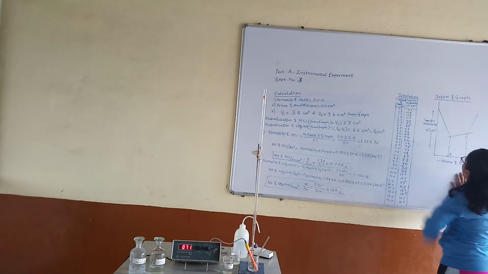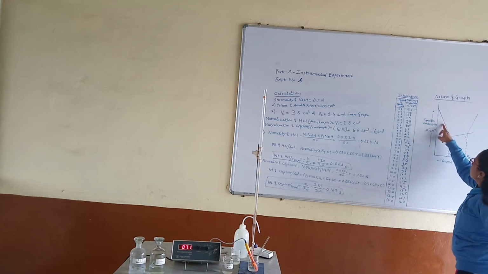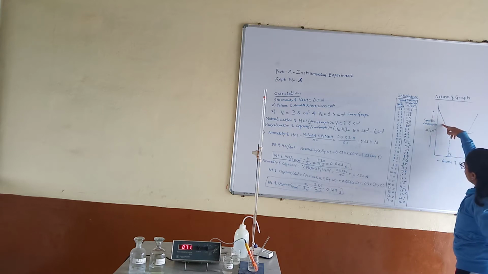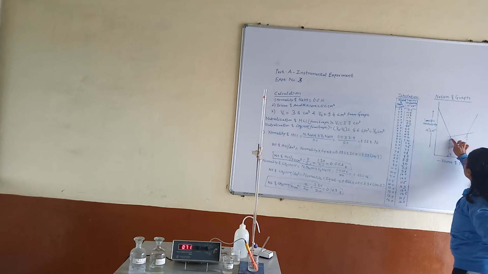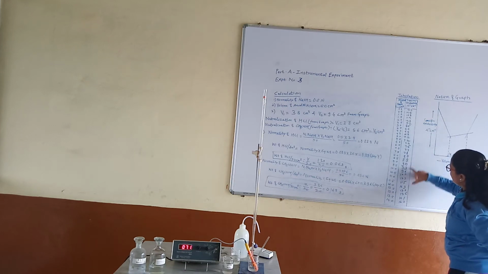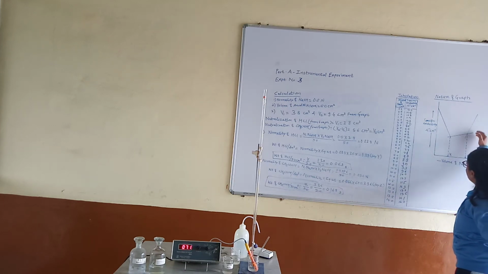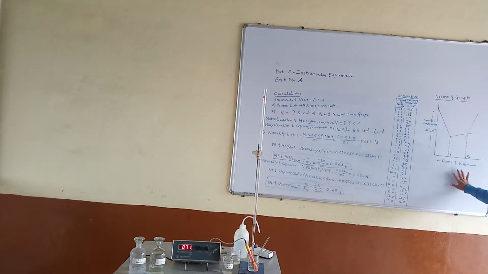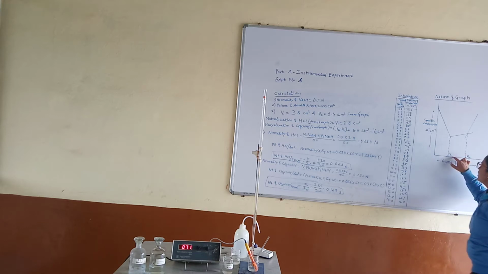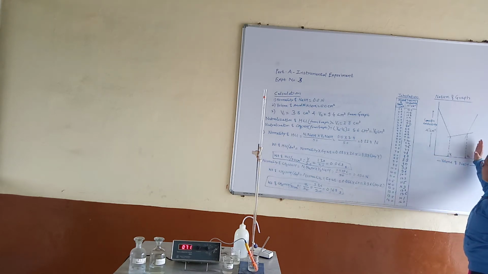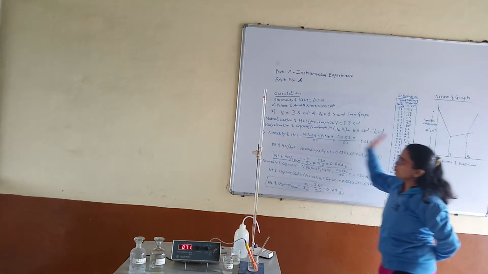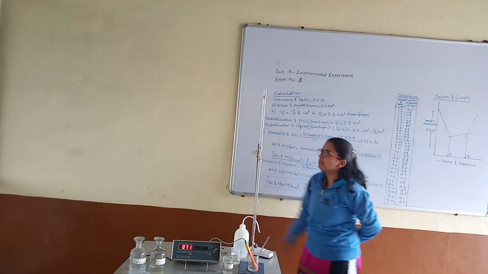According to this tabular column, the values suddenly decrease here. Next they steadily increase, and next they sharply increase. This is the nature of the graph. V1 is the equivalence point of HCl, and V2 is the equivalence point of acetic acid. According to this, go to the next part, that is the calculation part.